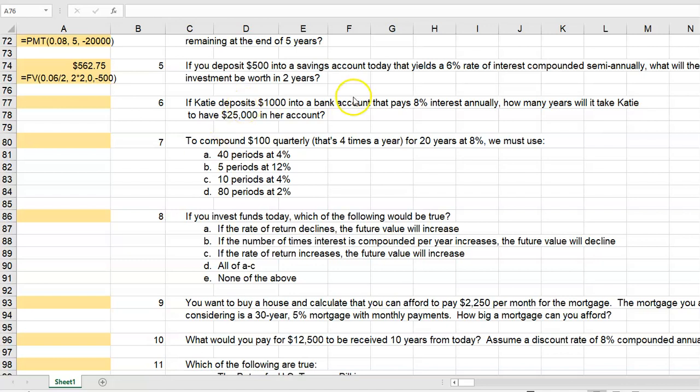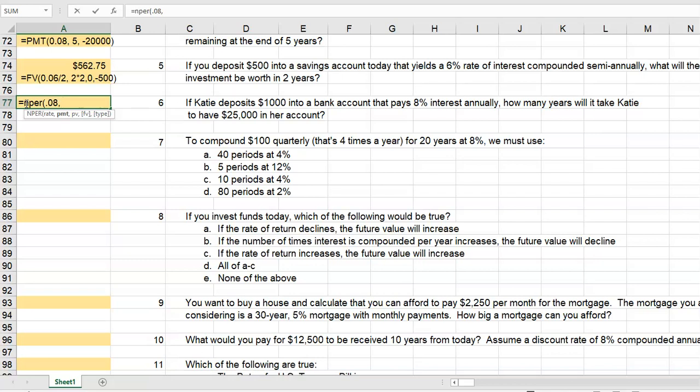All right. Katie deposits $1,000 into a bank paying 8% annually. How many years, number of periods, will it take to have $25,000? All right, it's a number of periods problem. What's my rate? 0.08, always use decimals.